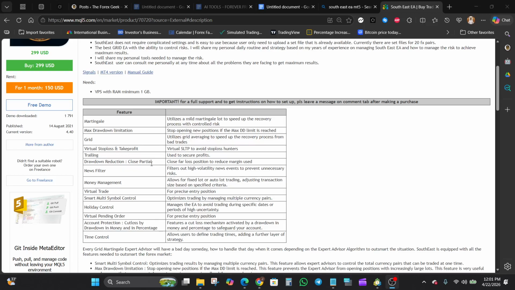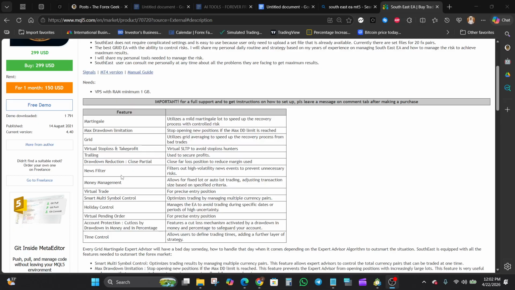positions. So instead of waiting for full recovery, the EA can close parts of the worst trades to reduce margin usage. This helps keep the account more stable during drawdown phases, but it also means recovery may take longer in some conditions, okay? And it also includes a news filter and time control system, which is designed to avoid high impact volatility periods. This is especially useful for grid systems because news spikes can push price far away from entries, which can quickly stress margin levels. So filtering those periods helps reduce unnecessary risk exposure.